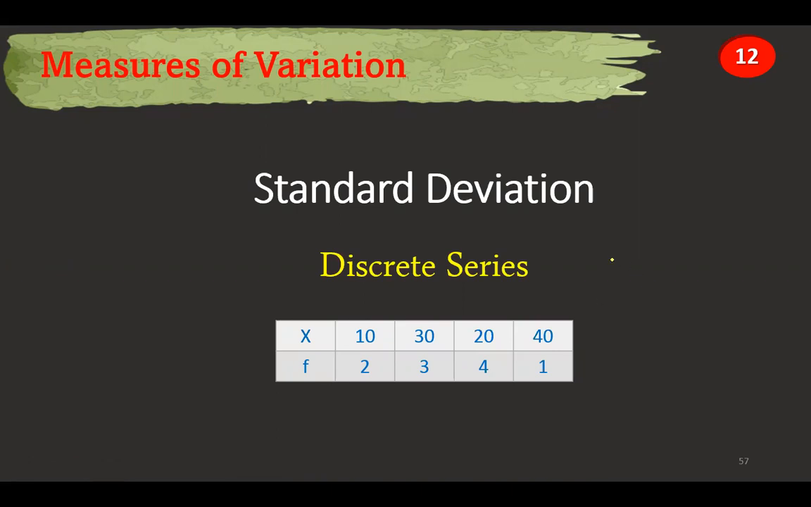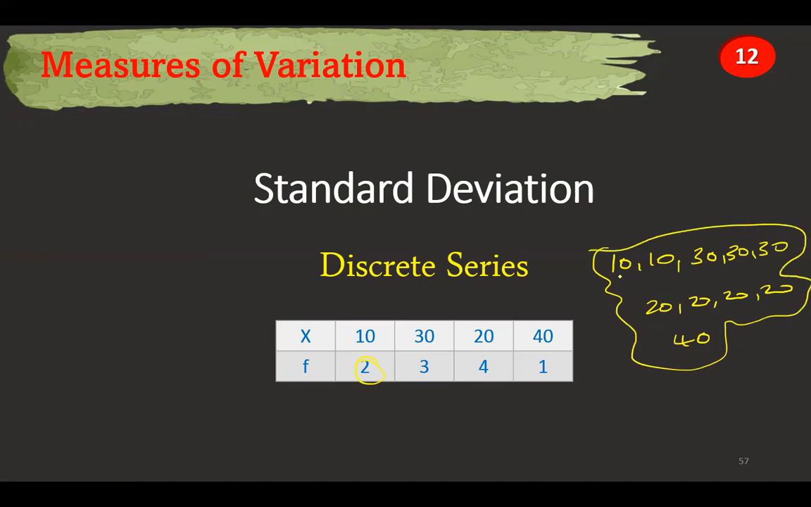The meaning for this is 10, 10. Two times, f value is the frequency. So 10 has come 2 times, 30 has come 3 times, 20 has come 4 times, and 40 has come 1 time. So this is an individual series if I write it like this. Otherwise, I'll count that 10 has come 2 times, 30 has come 3 times. If I write it like this, it is called the discrete series.